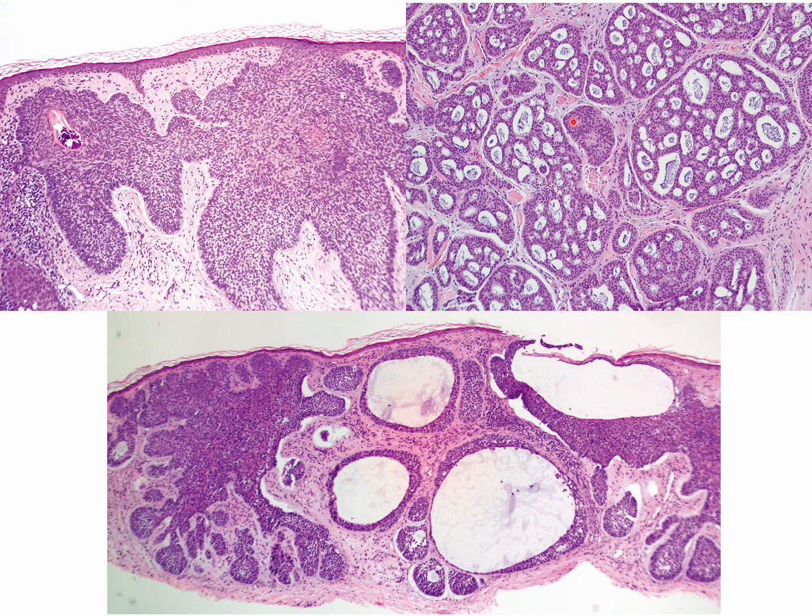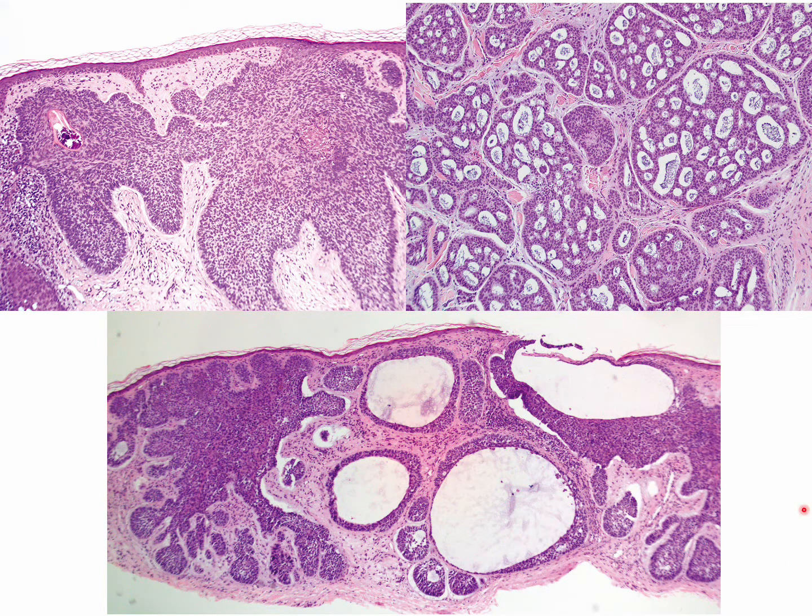The image on the top right is showing some nodules or islands of basaloid cells with cystic changes in the middle. This is an adenoid variant of BCC, which closely mimics adenoid cystic carcinoma and adnexal neoplasm.